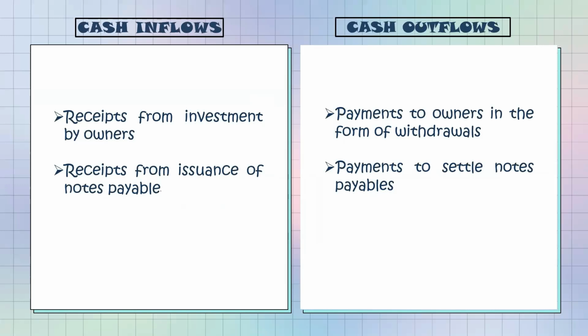So next is, on the other hand, sa cash outflow, meron tayong dalawa. First one is, andyan yung payments to owners in the form of withdrawal. So let's say, ikaw yung owner ng company and nag-withdraw ka ng pera sa company mo. So yung perang nilabas mo, syempre is a cash outflow dito sa financing activities. And lastly, the payments to settle notes payable. So nagbayad ka naman dito ng notes payable mo. So that is again a cash outflow under financing activity.